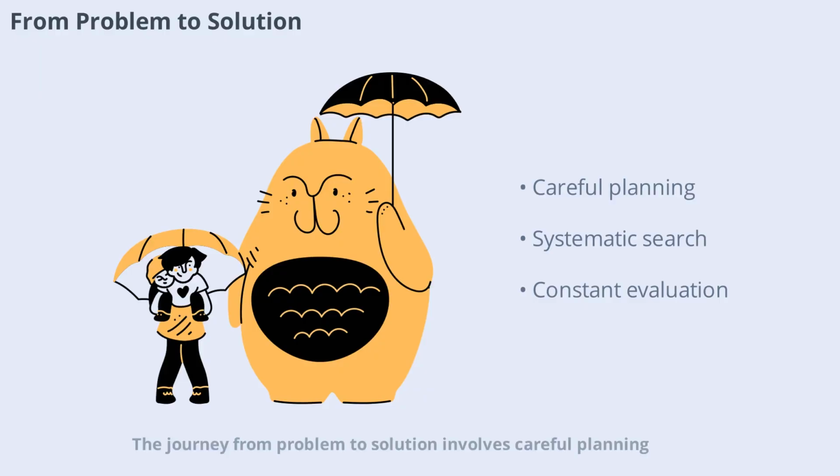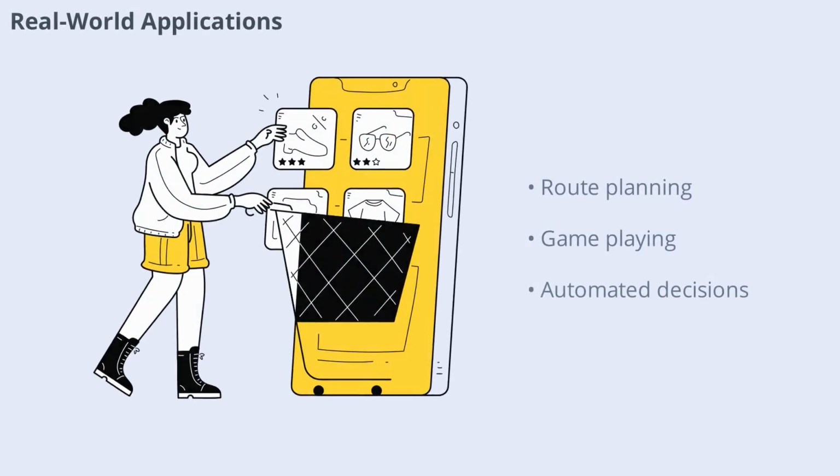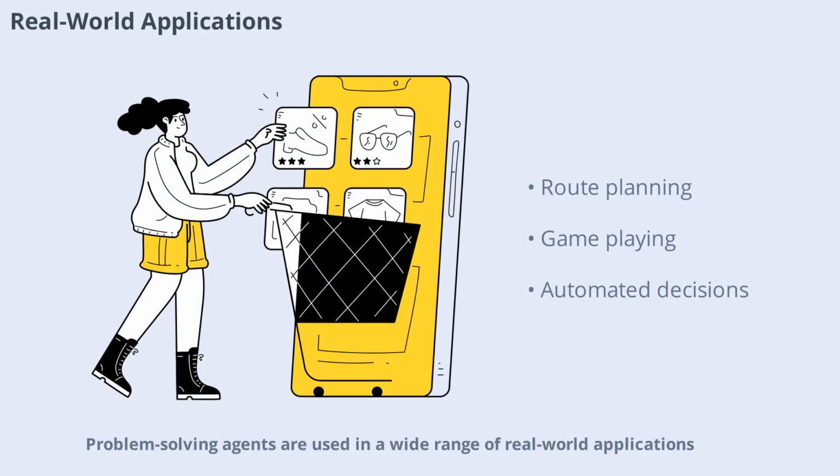The journey from problem to solution involves careful planning, systematic search, and constant evaluation. By following the structured approach outlined in this chapter, agents can tackle even the most challenging tasks with confidence and efficiency. Problem-solving agents are used in a wide range of real-world applications, from route planning and logistics to game playing and automated decision-making. Their ability to search for optimal solutions makes them invaluable in both everyday and specialized tasks.